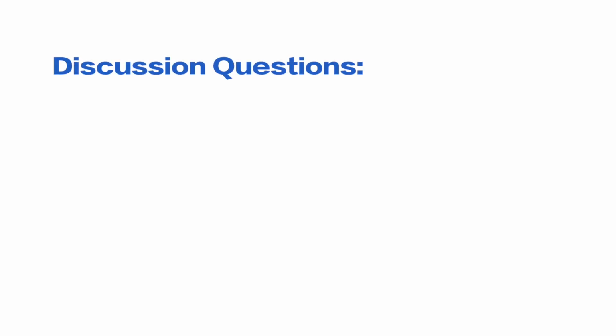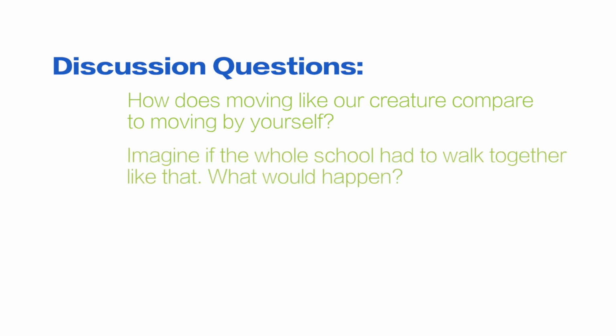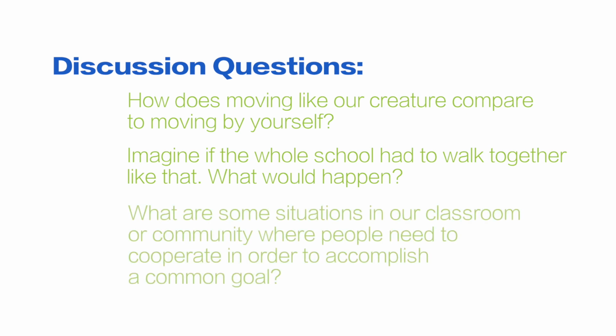Discussion questions for the first part of the activity include: how does moving like our creature compare to moving by yourself? Imagine if the whole school had to walk together like that. What would happen? What are some situations in our classroom or our community where people need to cooperate in order to accomplish a common goal?